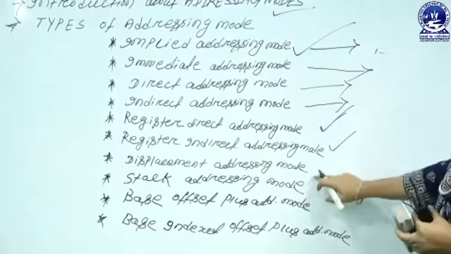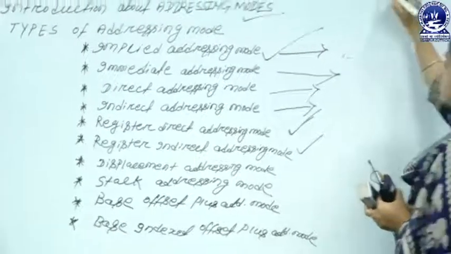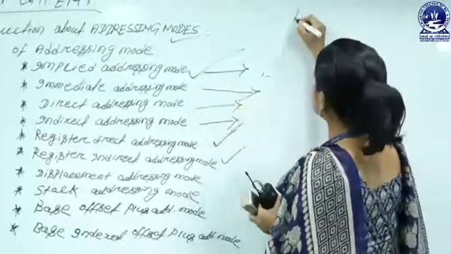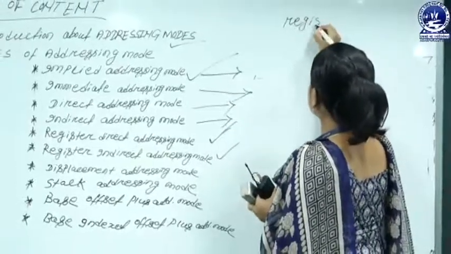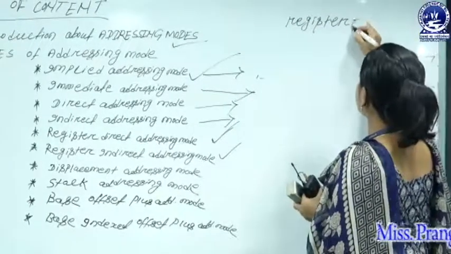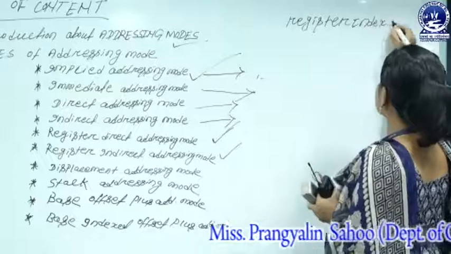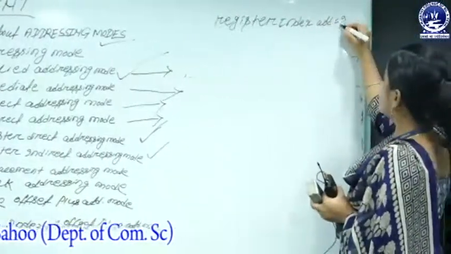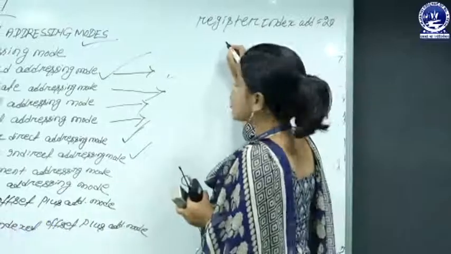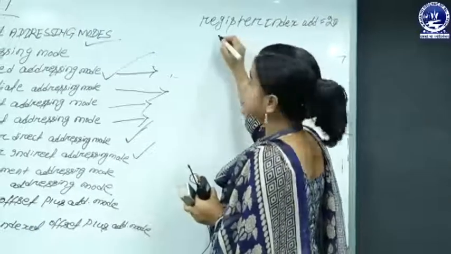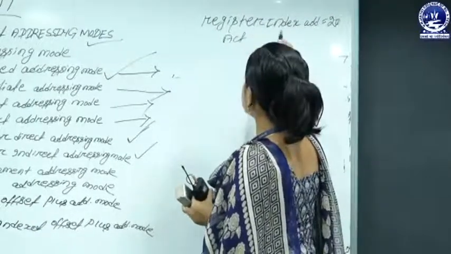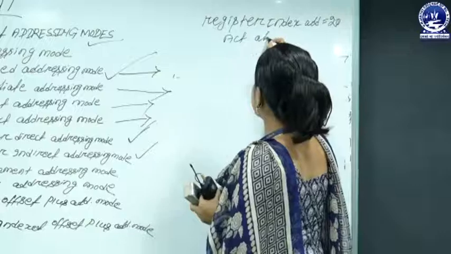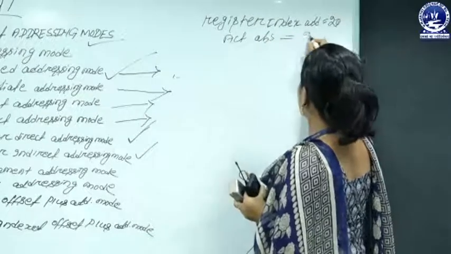In case of displacement addressing mode, suppose compulsorily in this case the register index address is given. Suppose here the index address is 20. After that, another address also has to be specified, that's your actual address or absolute address. Here the absolute address equals 2.